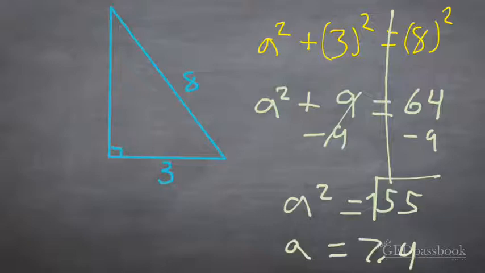Does it make sense that this side, side A, is 7.4? Yeah. Does it make sense? Yep. Is it less than your hypotenuse? Yeah. Then you're safe, right? The hypotenuse must always be bigger.